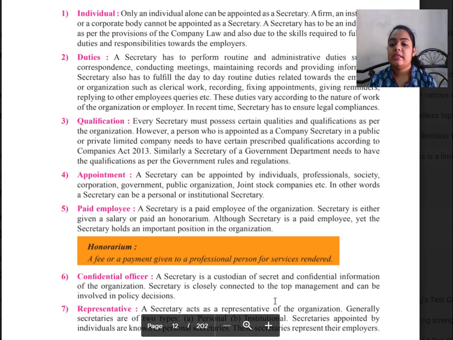So in this case we can see that a company secretary or a secretary may be of two types. First is personal secretary for a personal purpose, and second is institutional secretary. So these are the two types of secretary.